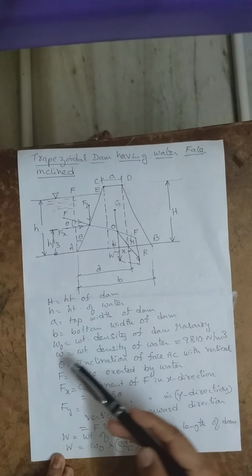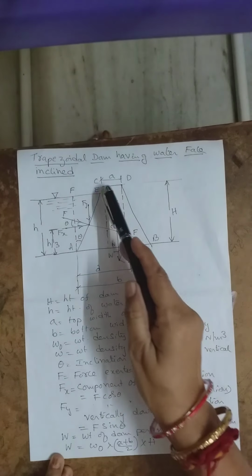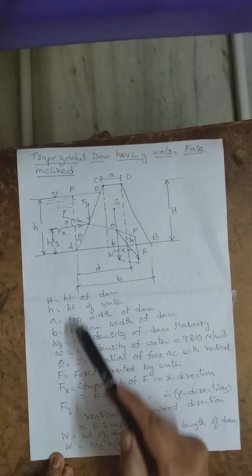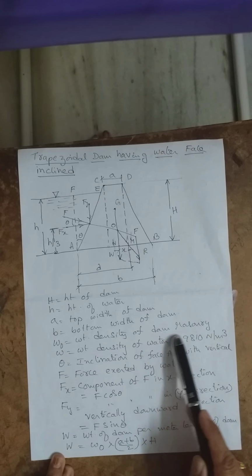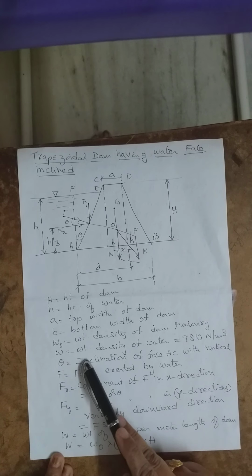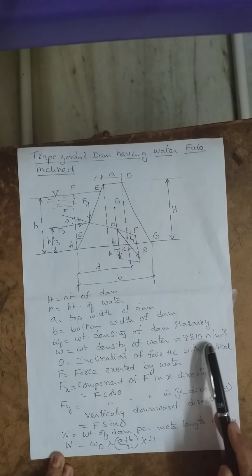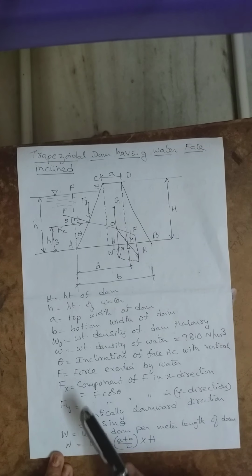On the other side, the left side, is the height of the water, and A is the top width and B is the bottom width, and WO is the weight density of the dam masonry, and W is the weight density of water, which we already know is 9810 newtons per cubic meter.